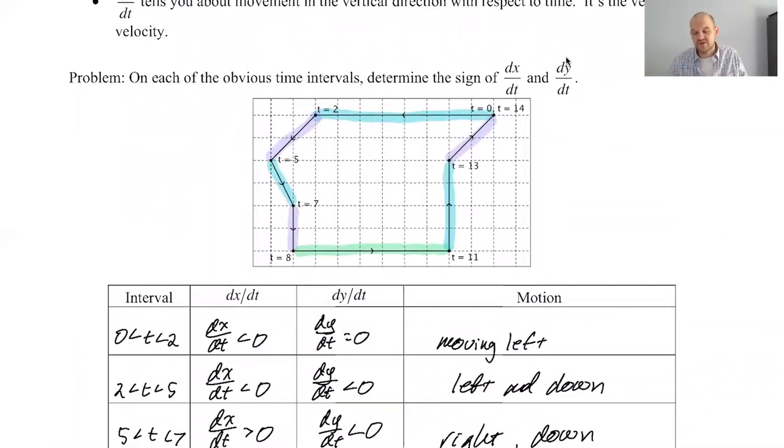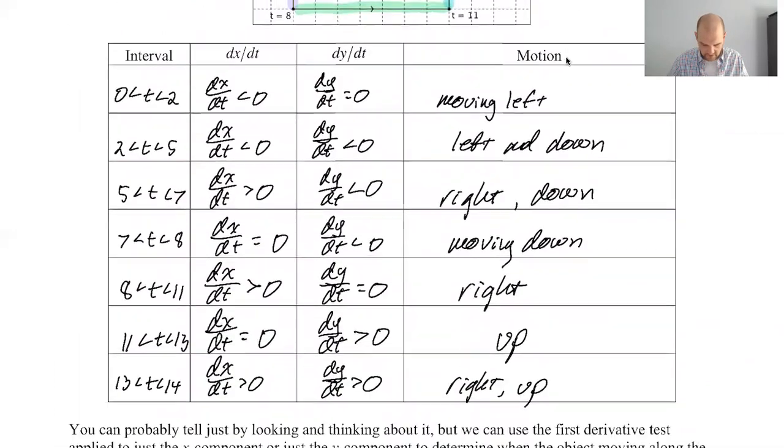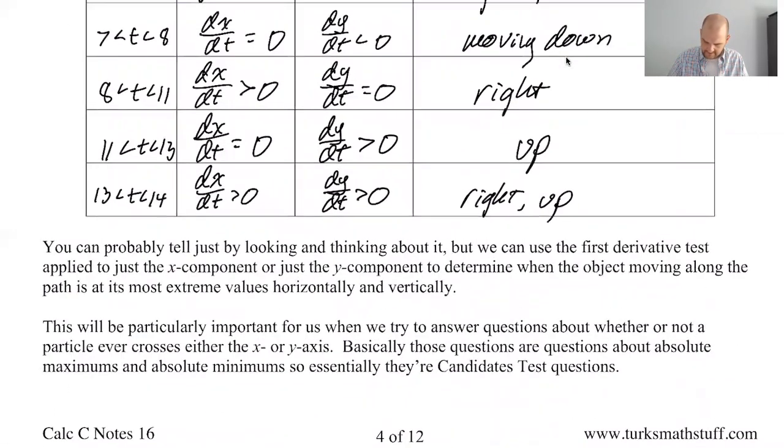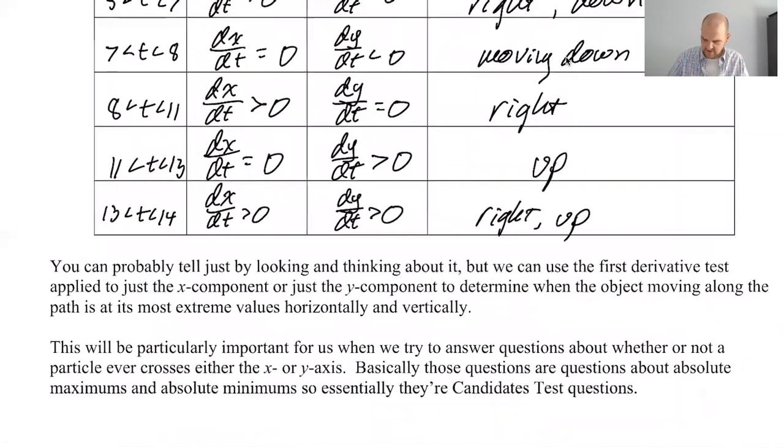If you can picture the motion, you can tell me if something's moving to the left or the right, if it's moving up or down. Therefore, you know what dx/dt and dy/dt are doing, because you're able to make those kinds of generalizations.